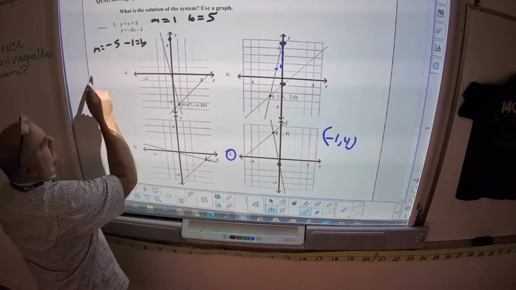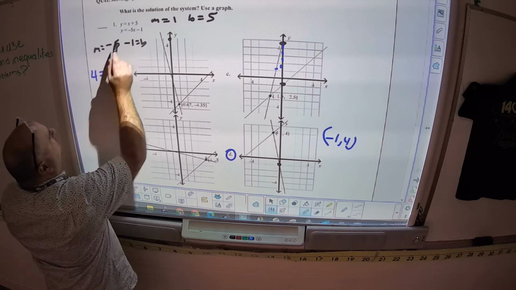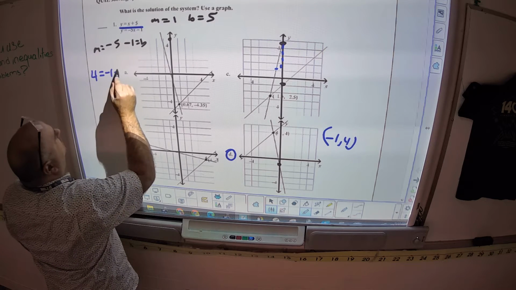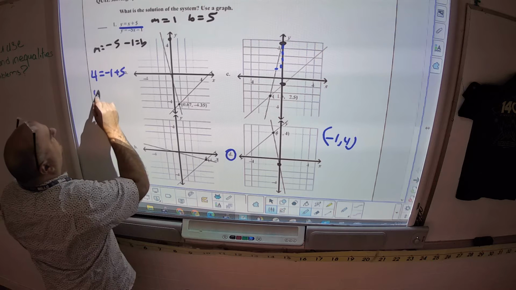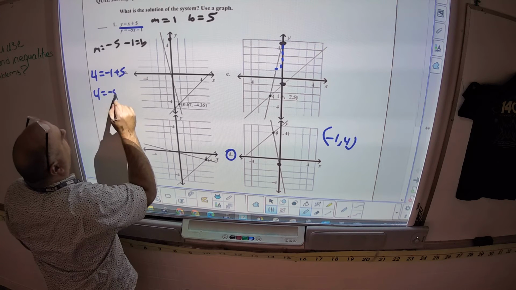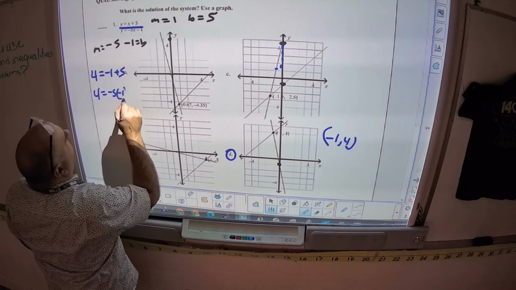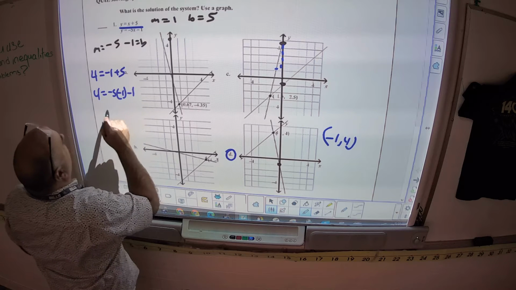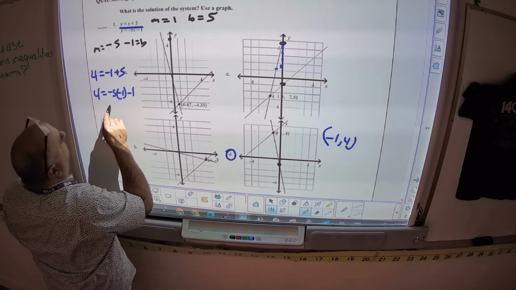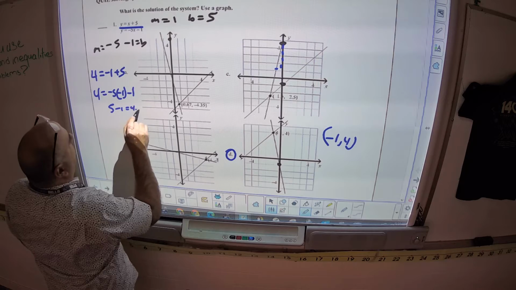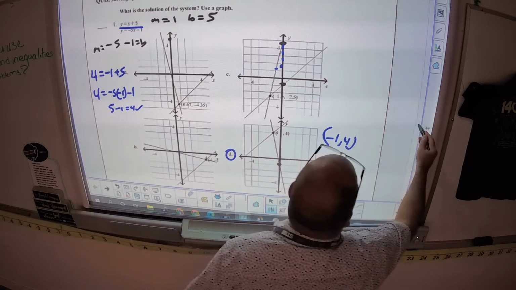So I could check it up here. Is 4 equal to, putting it in this equation, -1 plus 5? Yes, it is. And is 4 equal to -5 times -1 minus 1, which would be 5 minus 1, which is 4? So it does check, so that is the right answer.